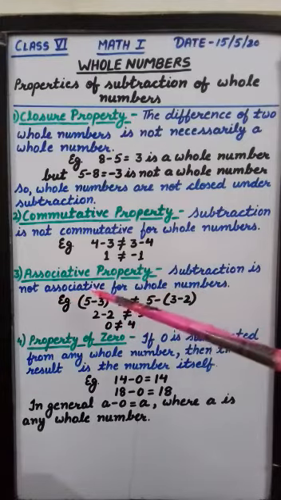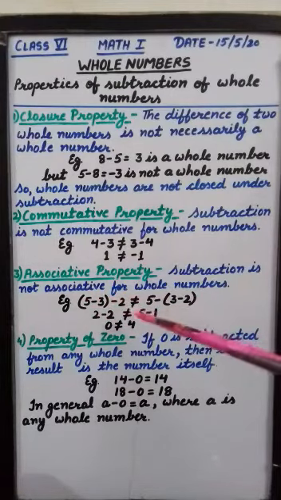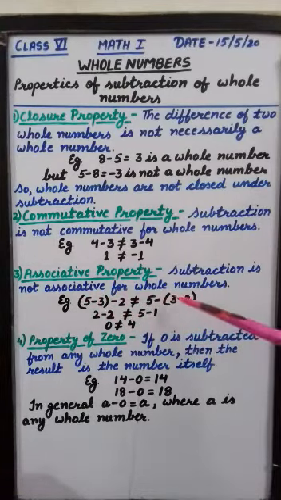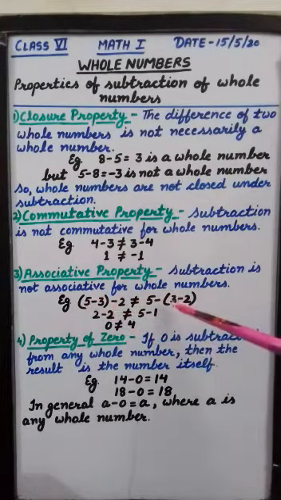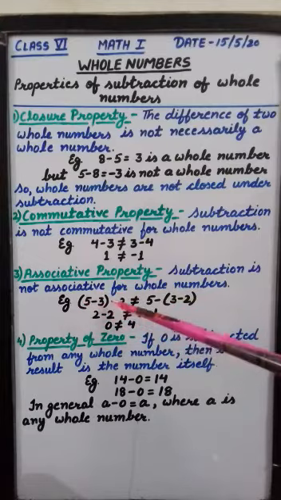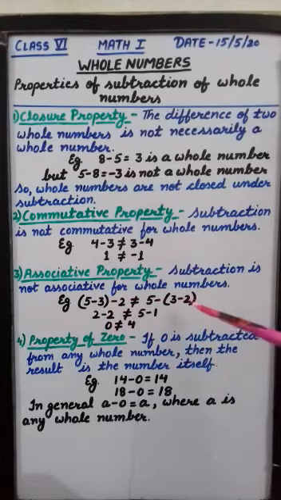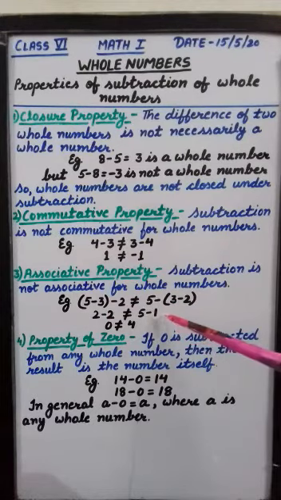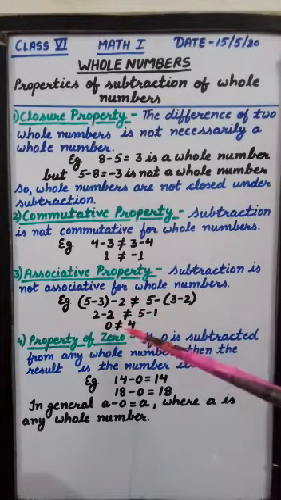Let's see this by again one example here. Bracket 5 minus 3 minus 2, and this side I have changed the place of the bracket. Here the bracket is on the first two numbers and here the bracket is on the last two numbers. Now first let's solve this one. 5 minus 3 is 2, and 2 minus 2 is equal to 0. This side 3 minus 2 is 1, and then subtract this 1 from 5, the result is 4. So here we can see that this answer is 0, this answer is 4. So they are not equal to each other.